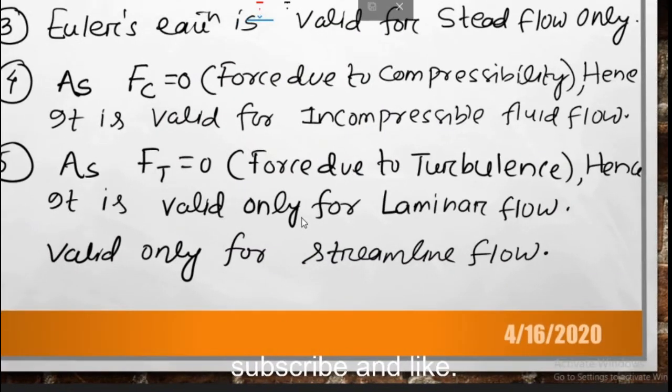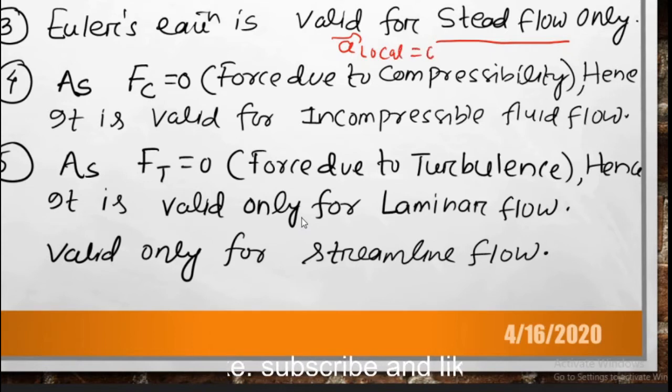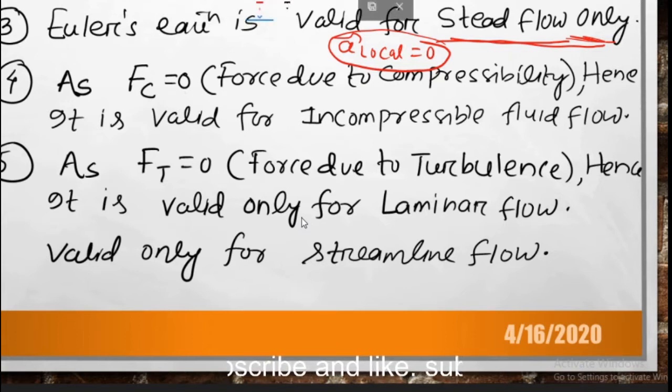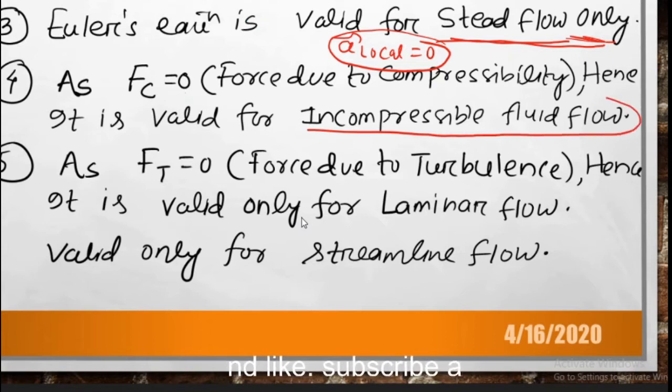The next point is that Euler equation is valid for steady flow. Already we have seen that the local acceleration will be equal to 0. So Euler equation is applicable to steady flow only. The force due to compressibility is also neglected, hence it is also valid for incompressible fluid flow.